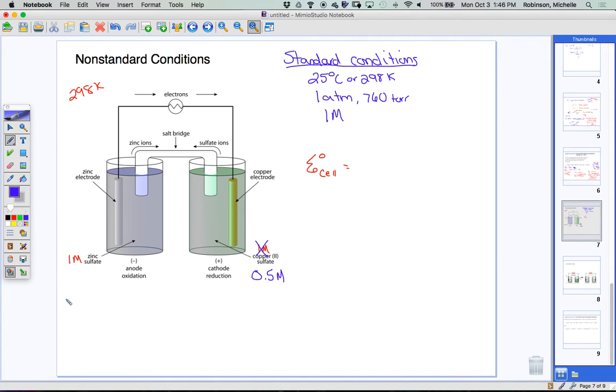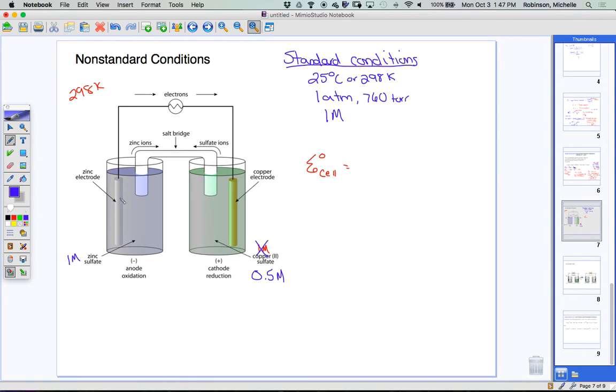I don't know. What happens? I'm sure you can make the other one 0.5. Is it at standard conditions? No. All right. So once something changes, let's just leave one of them at 0.5 for right now.